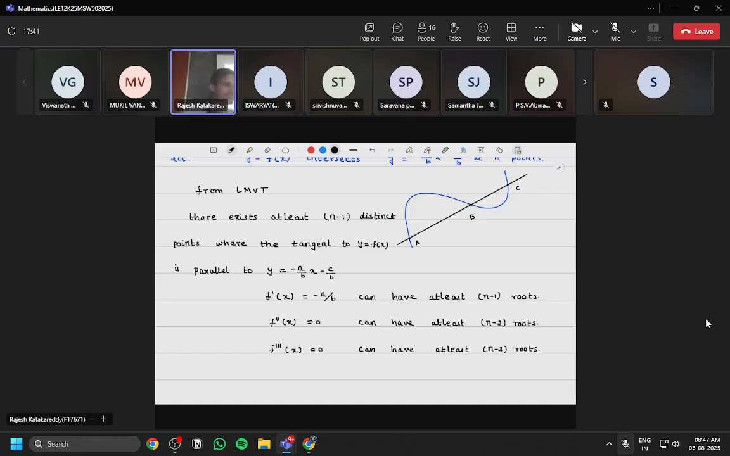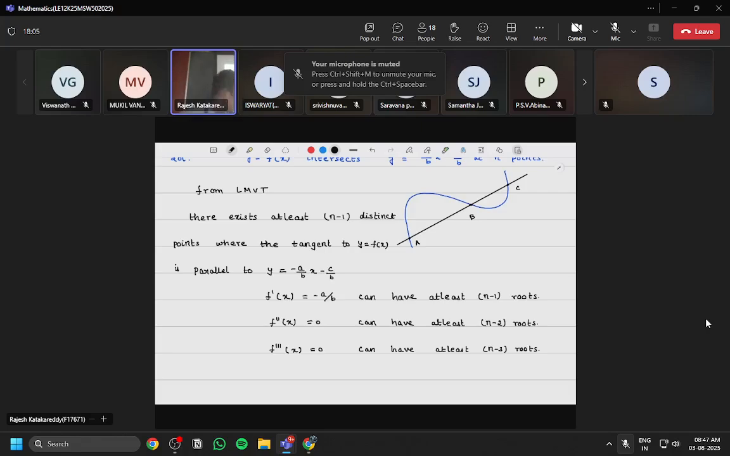The same goes for n2 and n3 as well. Like that, the last is n minus 2 and n minus 1. Between them, there is again at least one point. So in the minimum case, the minimum I can take is n minus 2 roots. Do you understand? Now again, the same thing.